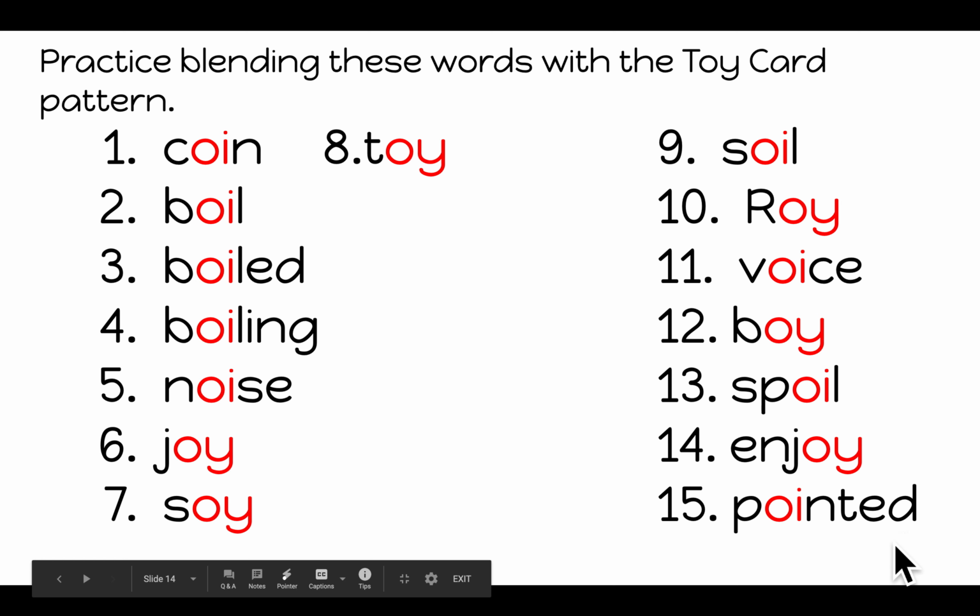Now this could say ed or d or t. Now let's see, point t. Nope, doesn't sound right. Pointed. Nope. Pointed. So this sounds like ed. Pointed. Okay.